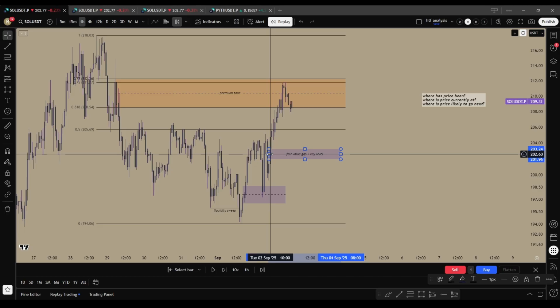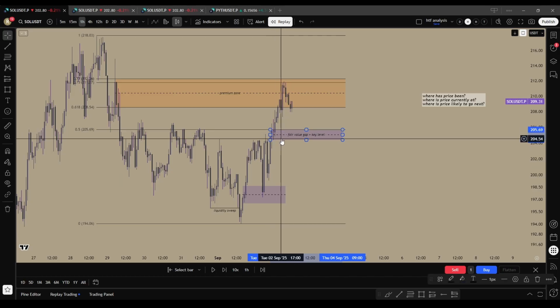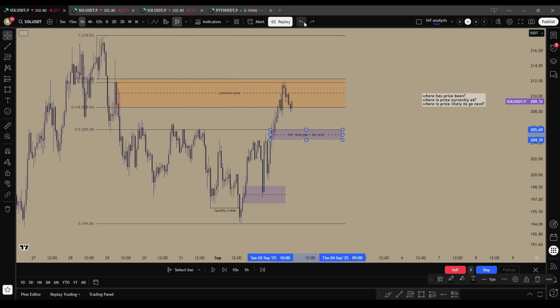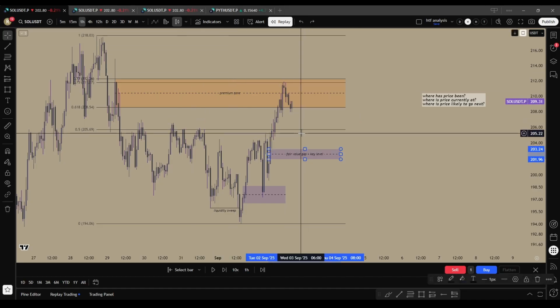I want it to have context. I want it to have meaning. I want to know that other people are going to want to buy with me. I don't want to just buy because I feel like this is a nice box, because then I can draw a box anywhere. I can draw a box here and be like, well, this looks like support. This looks like a resistance support. I might just buy here. So you can really draw boxes anywhere. For me, I don't like to do that. I like to give my boxes meaning.